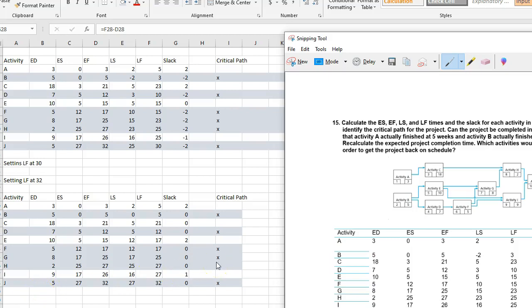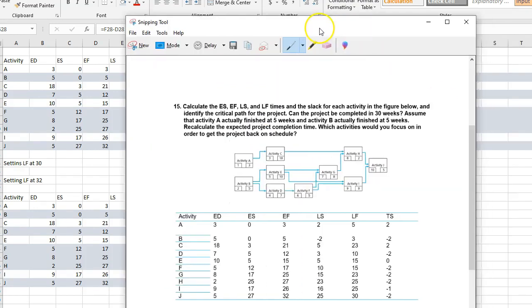Hey guys, I hope you have had a chance to look at the video that I posted up there where we show the early start, early finish, late start, and late finish, and we set it on each individual activity. Maybe that makes a little more sense. But I'd like to look at number 15. So I'm trying to condense this down into one screen here.